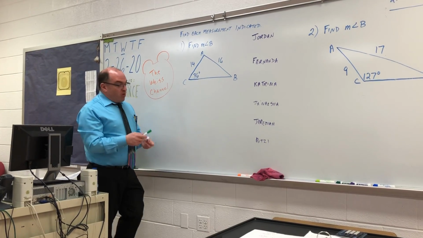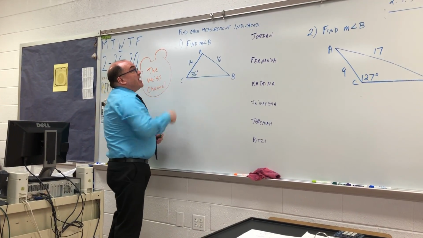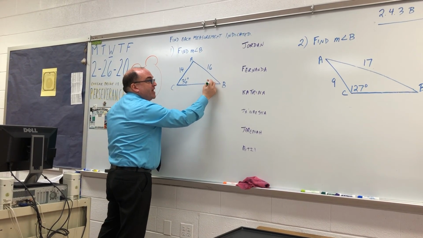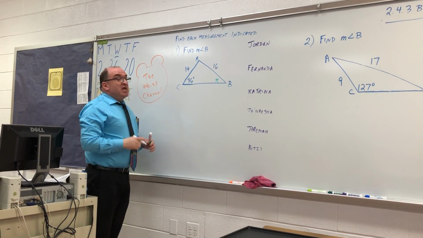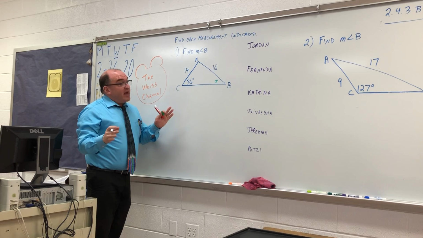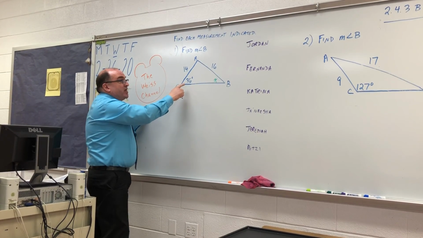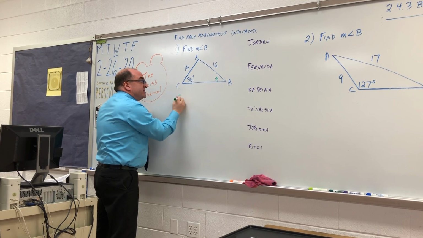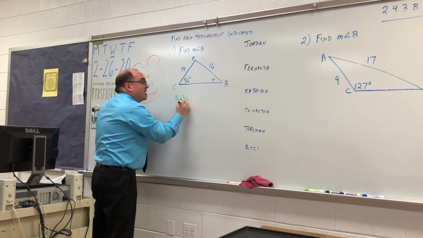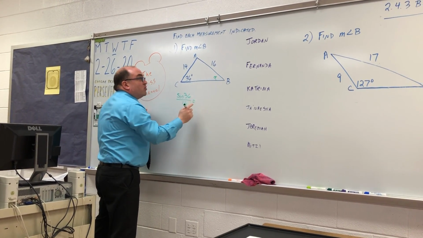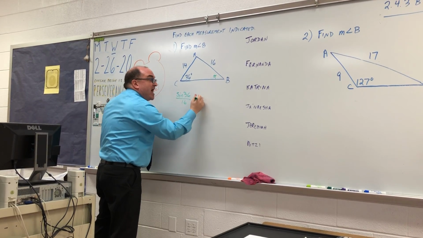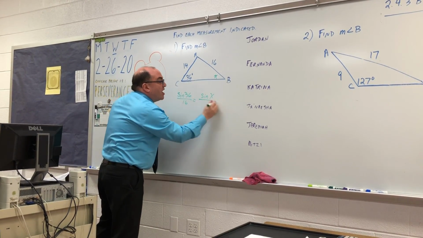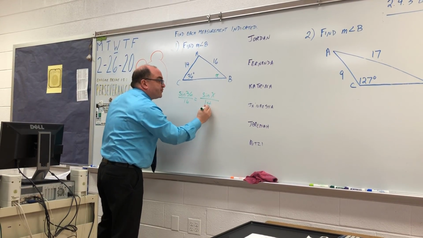So here's how it's going to work. In this first problem here, it says find measure of angle B. Here's angle B, so my x is right there, okay? And just like we've done with finding the length of a side, it's the same thing. Sine 36 over 16 equals, this time it's sine of x, or sine of B, over 14.